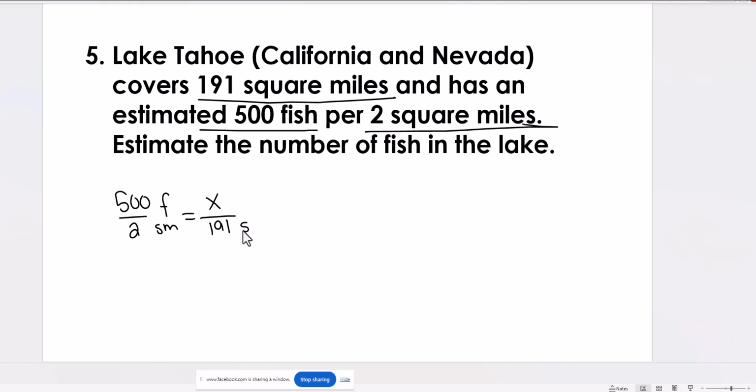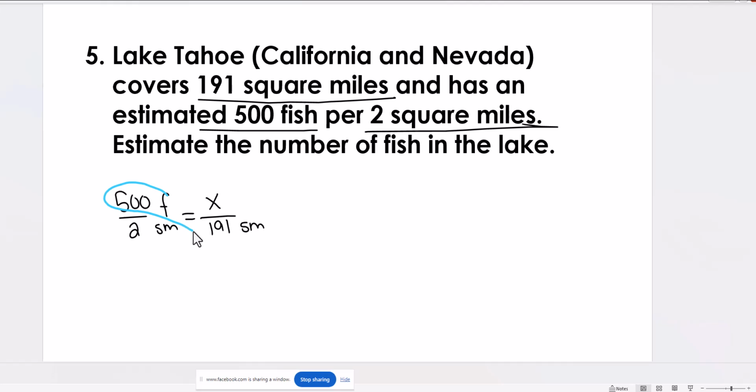91 square miles. Now you notice I have square miles in the denominator here, and square miles in the denominator there. I'm looking for fish in the numerator here, and I'm also looking for fish in the numerator there. Now we're going to cross multiply.